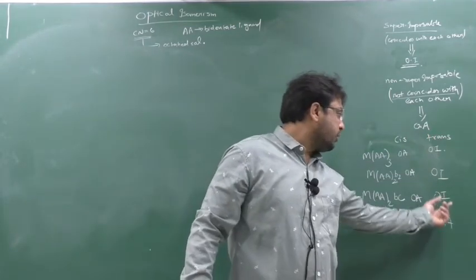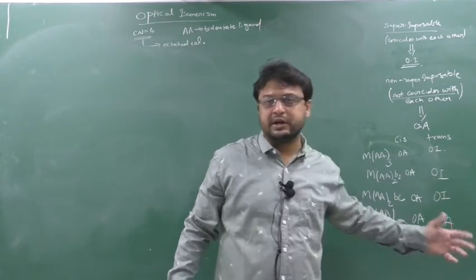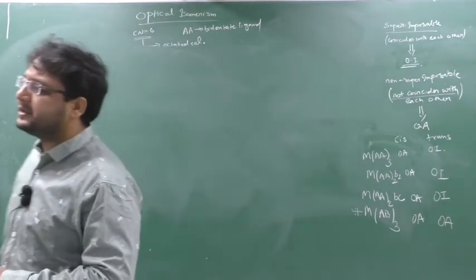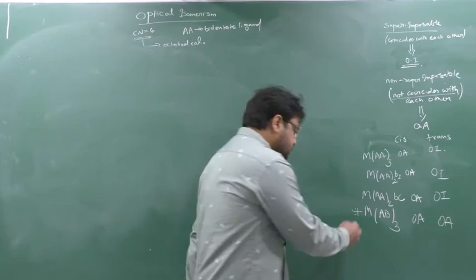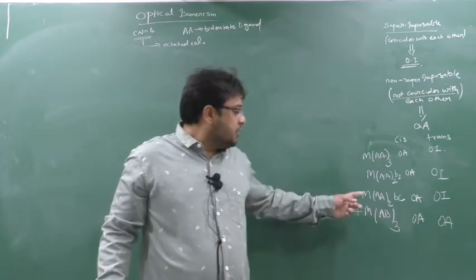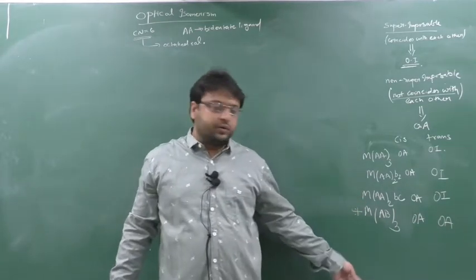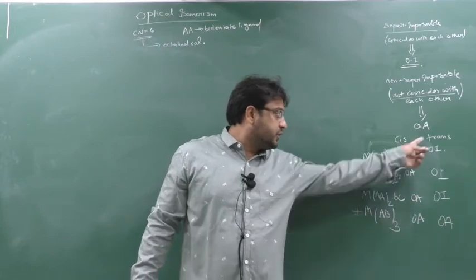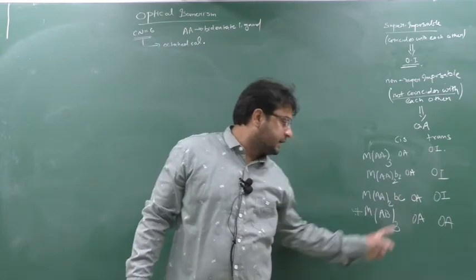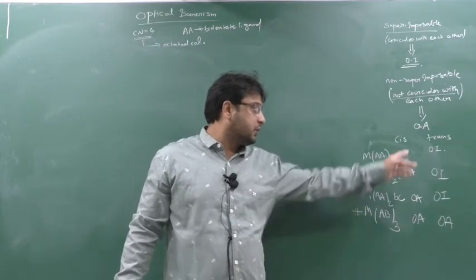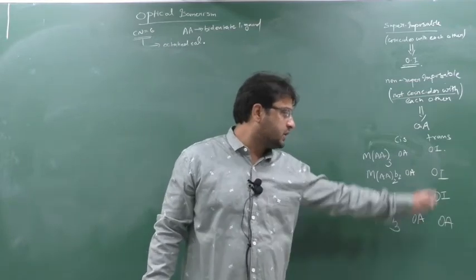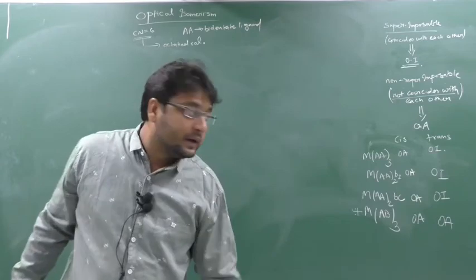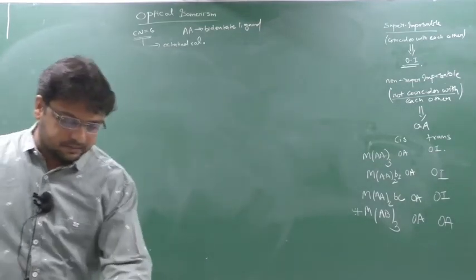Trans are all optically inactive except MA3B3 type. MA3B3 type is an exception: optically active is an exception. Remember this, that's a special case. For MA3B3 type, whether you take a cis isomer or a trans isomer, both are optically active. Drawings are not showing for the trans, but you have to say that it is optically active. It's an exception. All others are optically inactive for the trans position. Write down this.